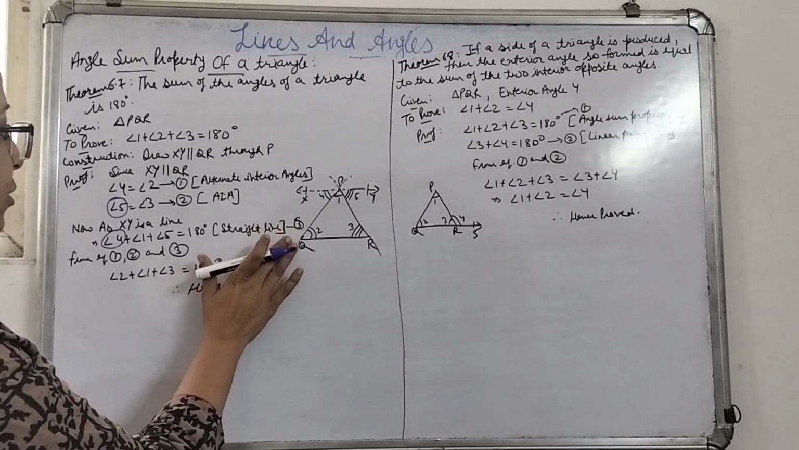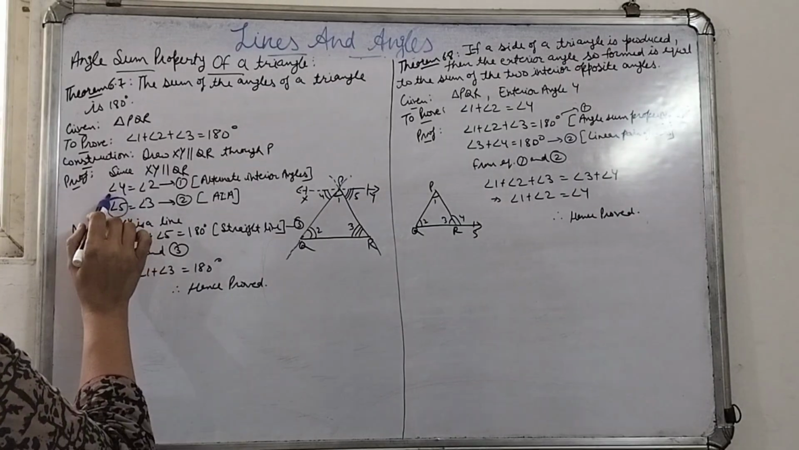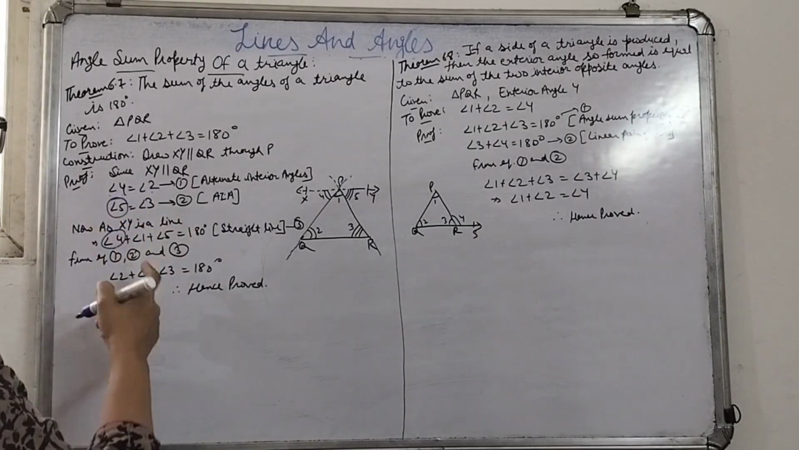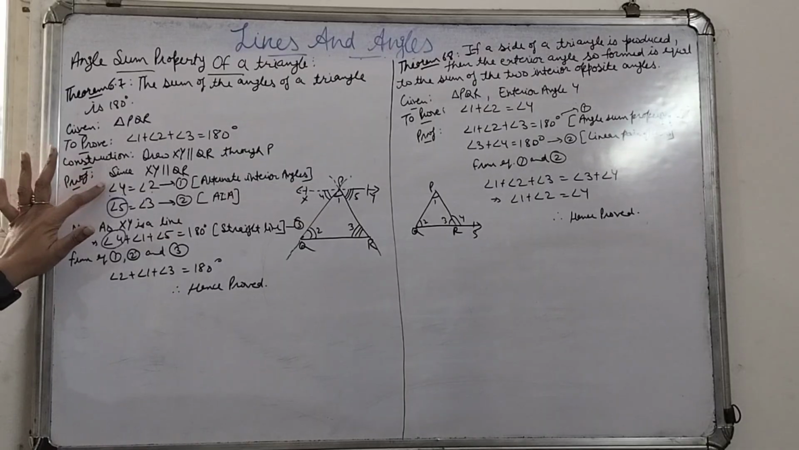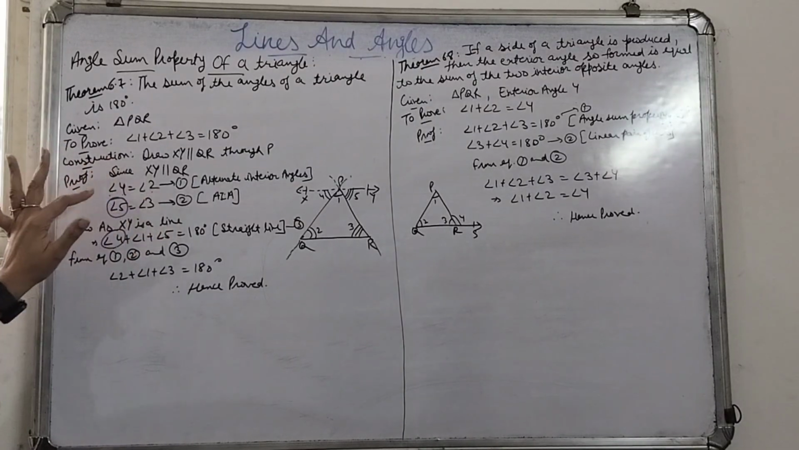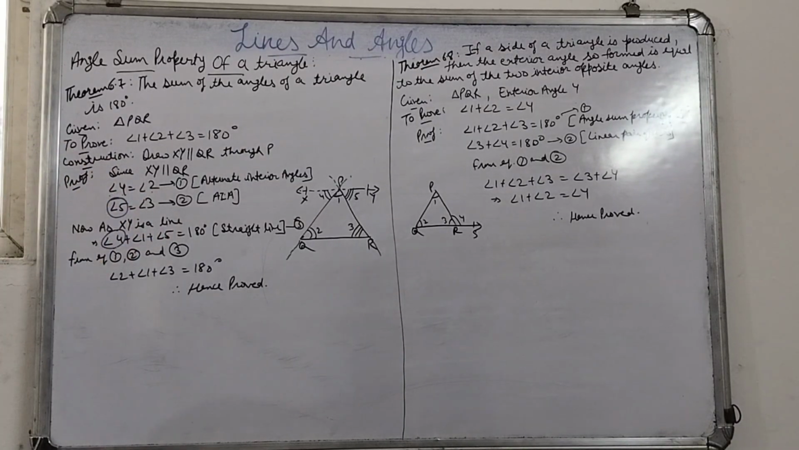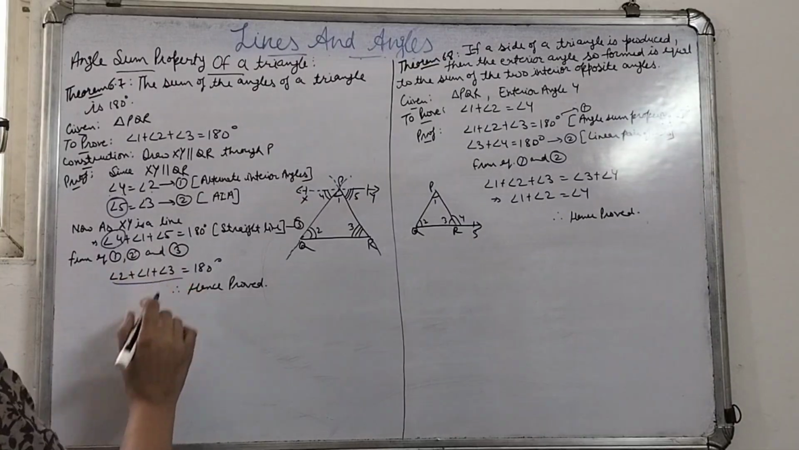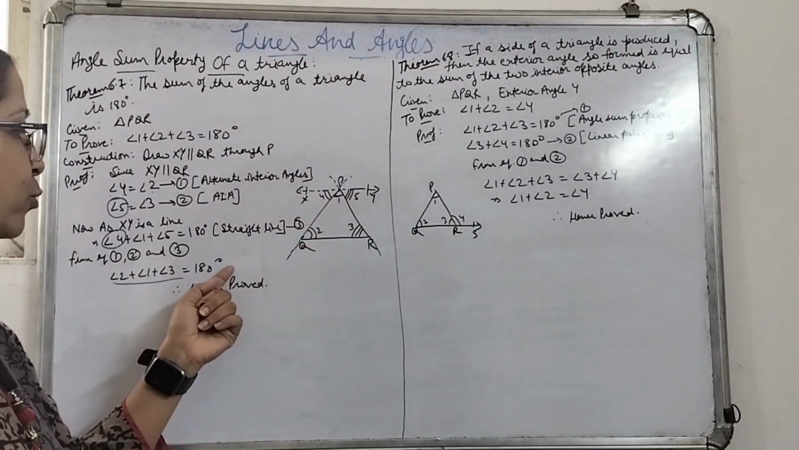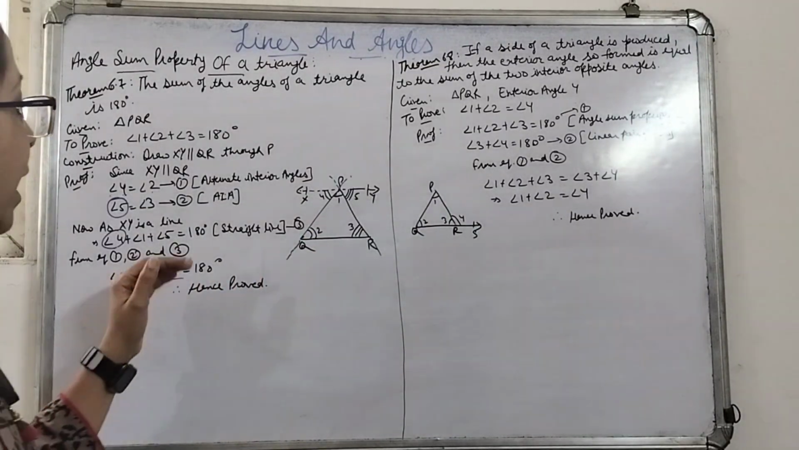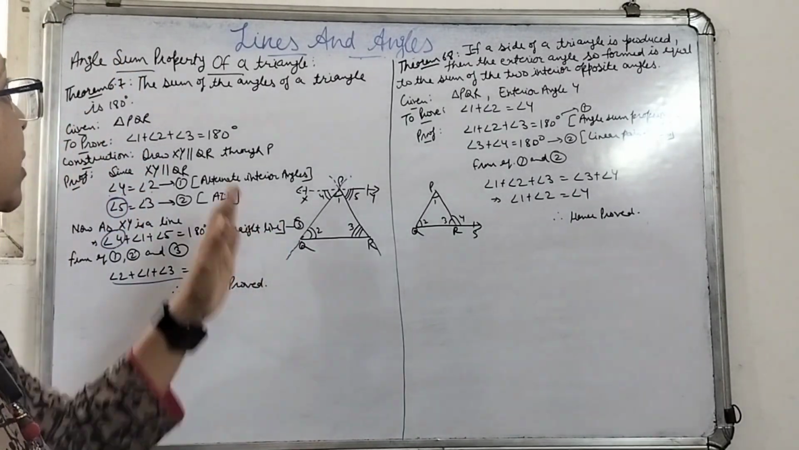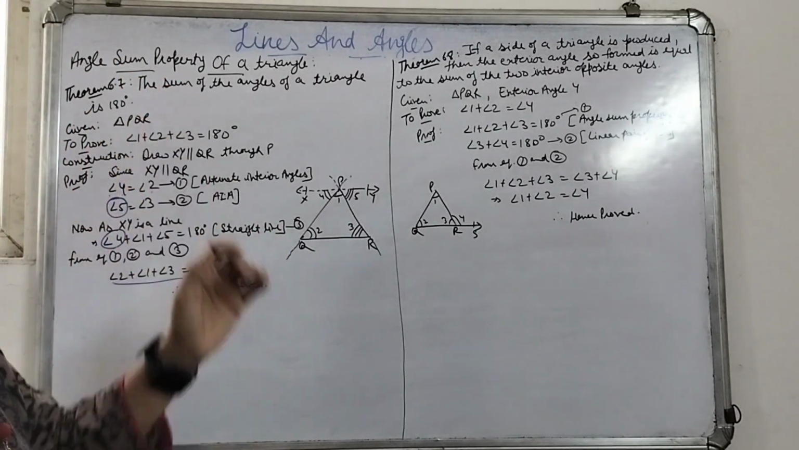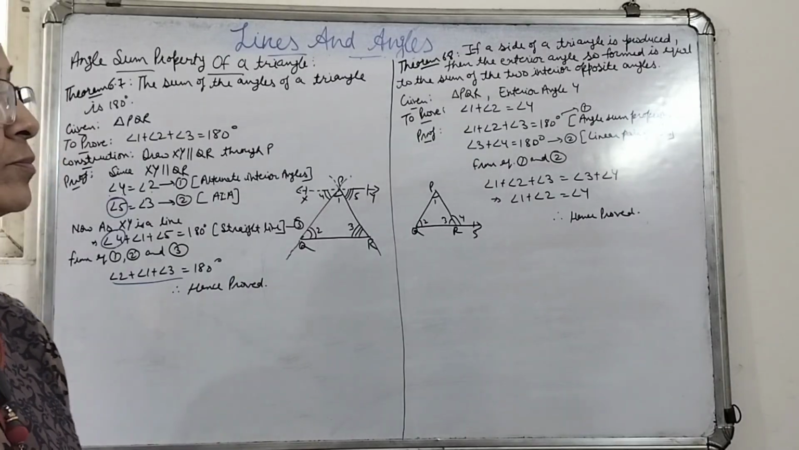In equation number 3, we have replaced angle 4 by angle 2 and angle 5 by angle 3 because we had already proved that angle 4 is equivalent to angle 2 and angle 5 was equivalent to angle 3. So we can say that angle 2 plus angle 1 plus angle 3 is equivalent to 180 degrees, and that was to be proved. So we will write it as hence proved. So this is how we can prove the angle sum property of a triangle.